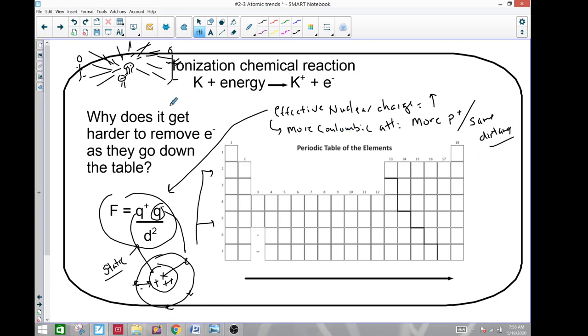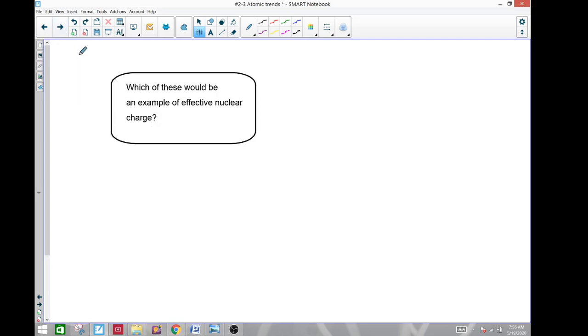Okay. All right. Next one. Again, which of these would be examples of effective nuclear charge? Well, that would be the one where you're moving within the row of a periodic table. So it's the one where we're going back and forth inside a row. Up and down is not effective nuclear charge. The nucleus is not very effective because you're adding energy levels, adding distance.